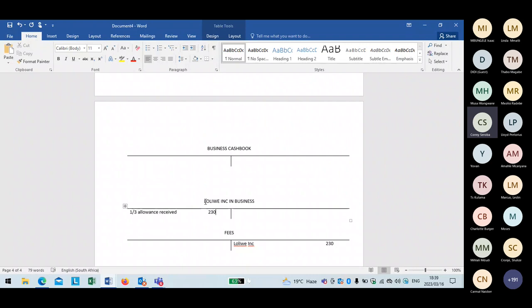The services that were rendered by Loliwe, is it Loliwe? That was rendered to us on behalf of our client. I'm not sure if I'm confused. Don't complicate it, I'm just saying that.